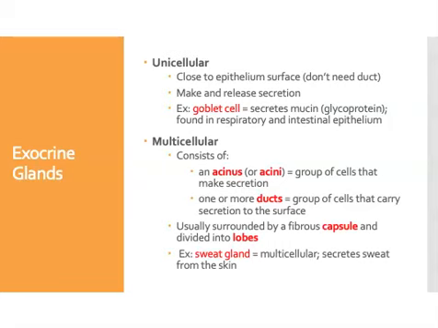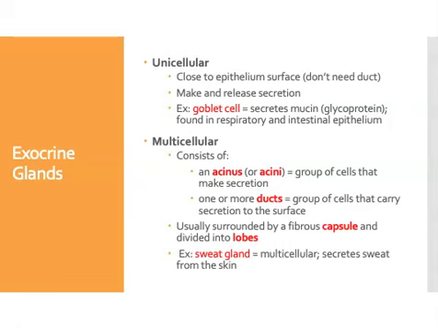A good example of a single-celled exocrine gland is what's called a goblet cell. Goblet cells are found in the gastrointestinal tract, and they secrete a protein called mucin. It's actually a glycoprotein. It's a protein that has a small amount of carbohydrate attached to it. You can also find goblet cells in the respiratory tract secreting this mucin material.